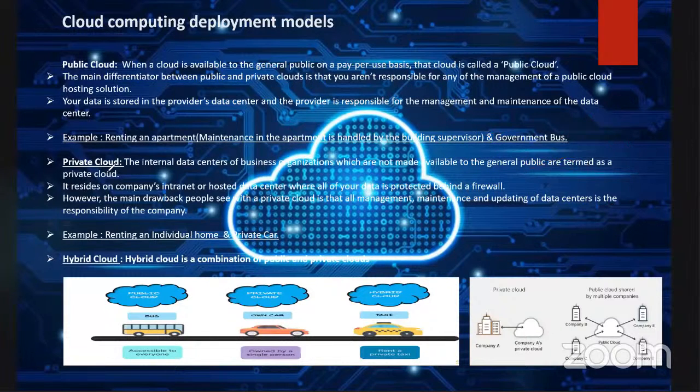When I say private cloud, be very conscious about the private cloud and public cloud difference. People will get confused. Private cloud refers to the internal data centers of a business organization, which are not made available to the general public. That is important. I was telling about this concept of the customer environment. Why will the private cloud concept come?